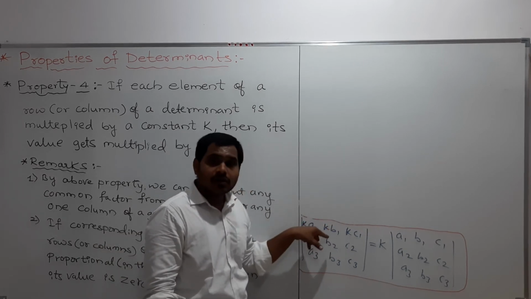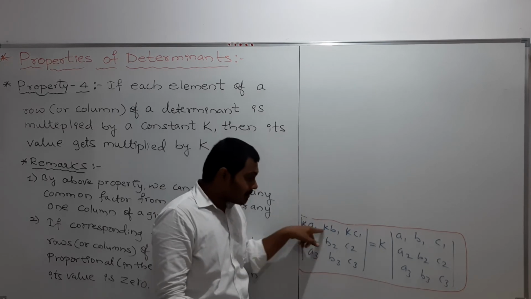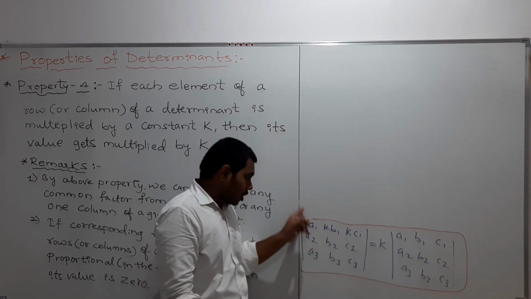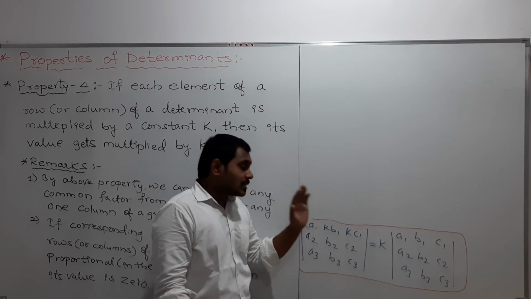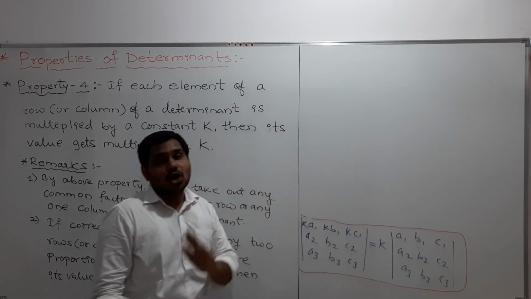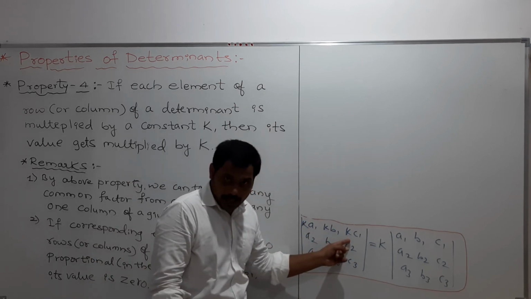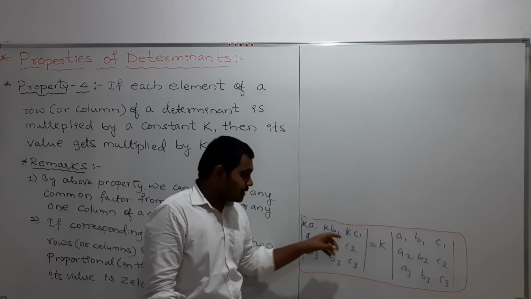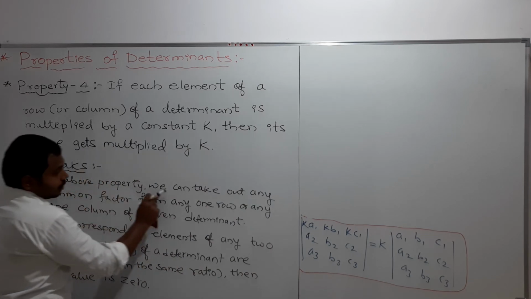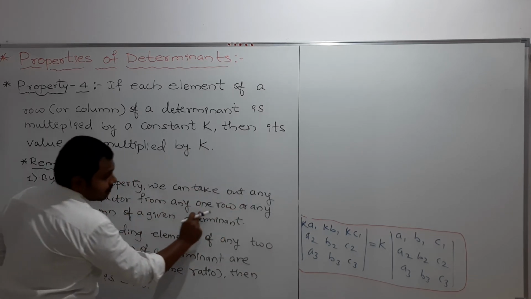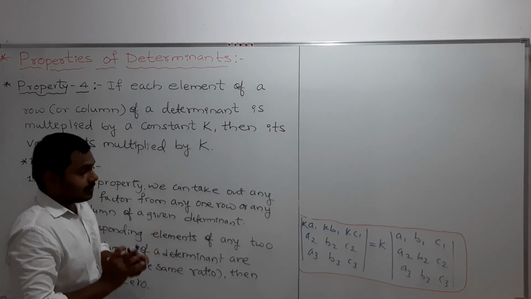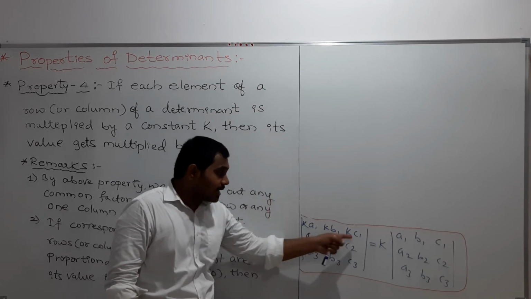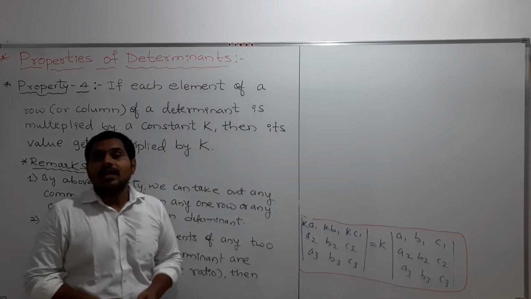So, my dear students, in any determinant, if any row or any column is a multiple of k, whether it is row 1, row 2, row 3, column 1, column 2 or column 3, then from that determinant you can take k common. This is what the first remark says: we can take out any common factor from any one row or column of a determinant. If any row or column is a multiple of k, we can take that k out easily.